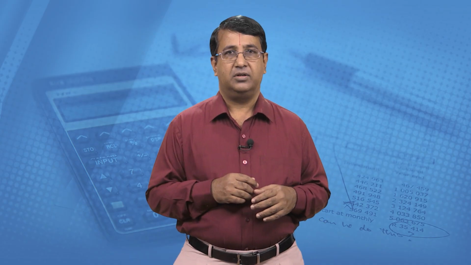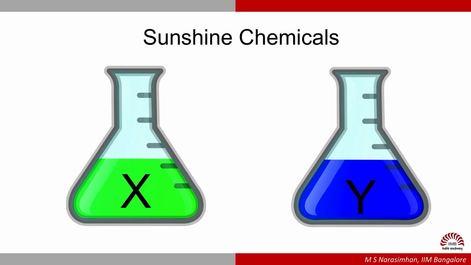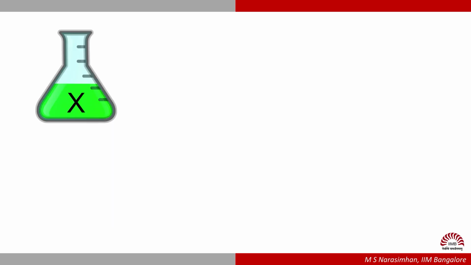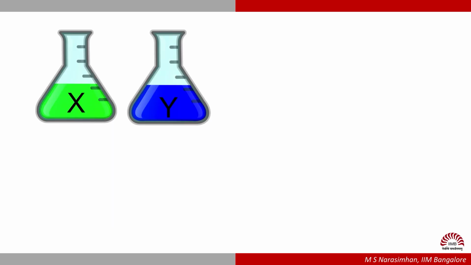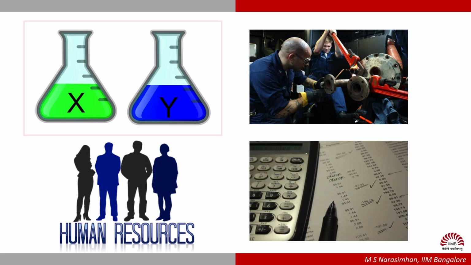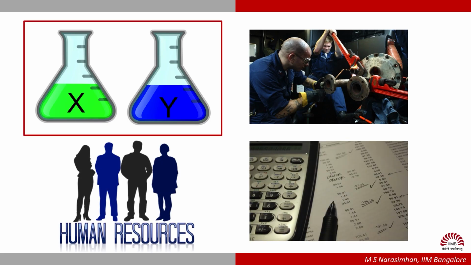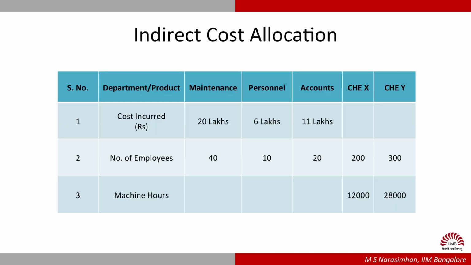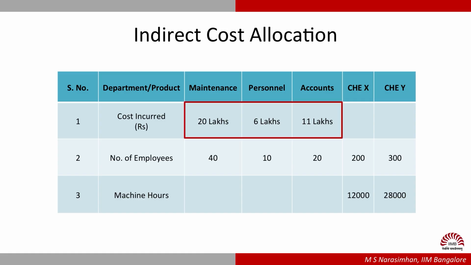Sunshine Chemical manufacture two chemicals called X and Y. They are used in pharmaceutical products. There are 5 departments in the Sunshine Chemicals: plant that produce chemical X, plant that produce chemical Y, then maintenance department, personnel and accounting departments. The first 2 departments are manufacturing departments. The other 3 are providing services. The cost incurred by the support departments during the month is rupees 20 lakhs, 6 lakhs and 11 lakhs for these 3 departments. We have some additional details.